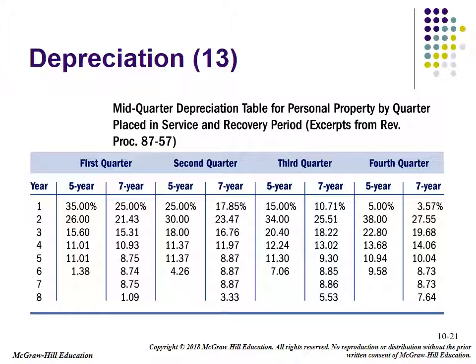For the furniture, you do the same process. Go to the 7-year column, first year cost recovery, $70,000 times 14.29%, and 70,000 times 0.1429. 14.29% would be $10,003. So that's how you use that table.